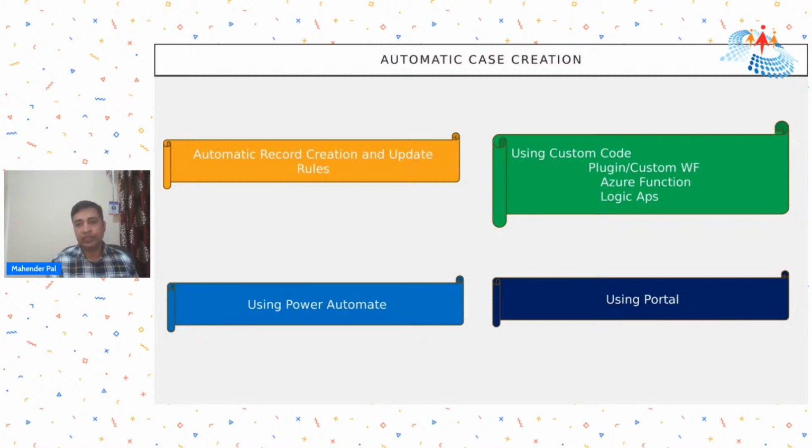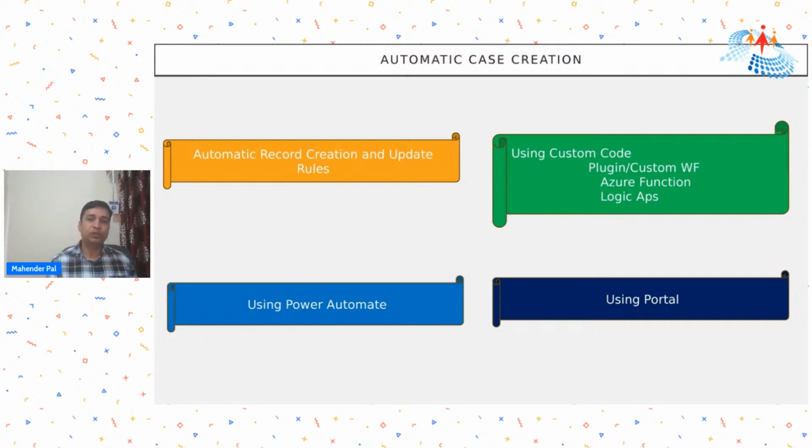And then the traditional way that we used to do earlier, since the start, when these options were not there, was to create plugins. We used to have a plugin registered on the creation of the email record or other activity records. When that email record is created, it reads a set of properties from that entity object and then creates the case record from there. Similarly, we can have custom workflows as well.